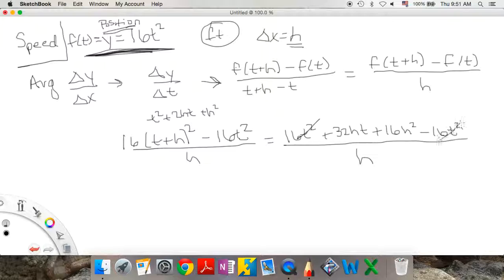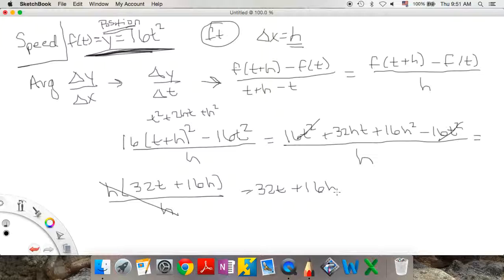So these cancel. And we just keep simplifying. We have h times 32t plus 16h all over h. So those cancel, and we're left with 32t plus 16h. This is our average speed. This is the interval over which we're looking for the average, and this is the initial time.